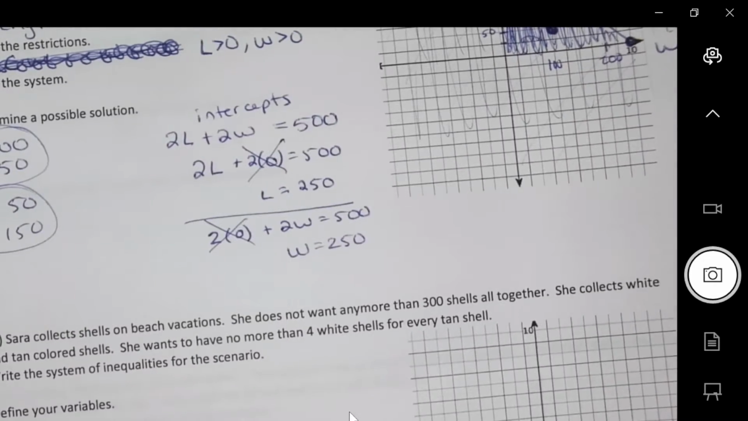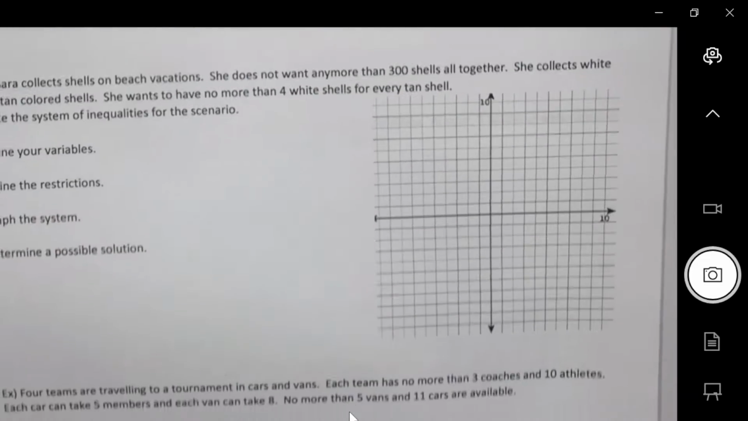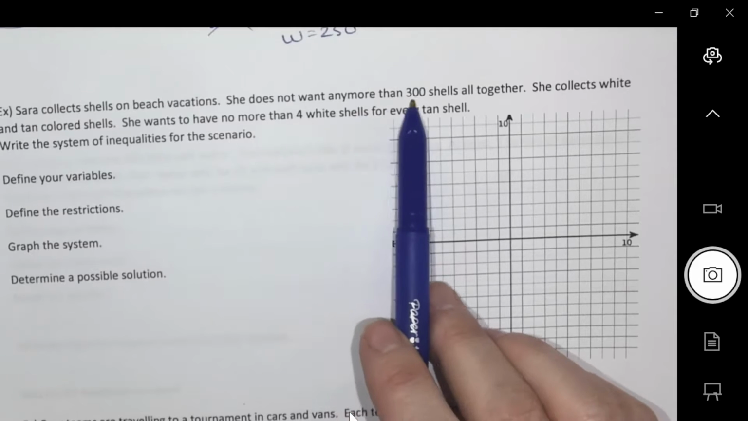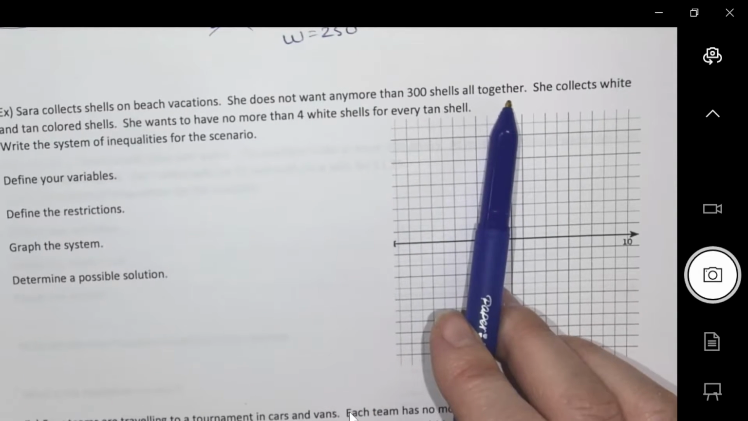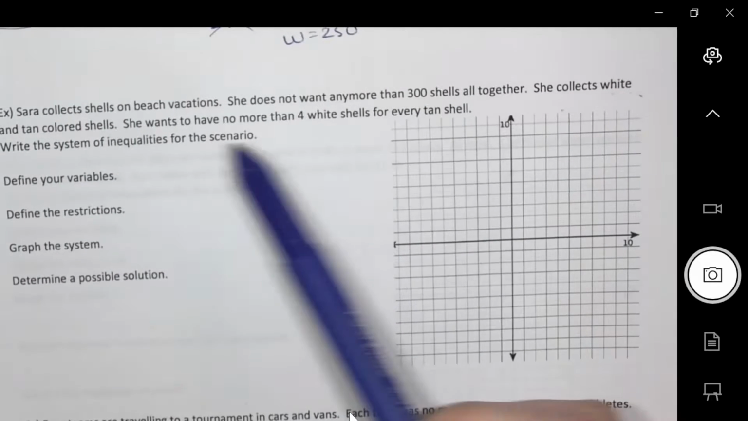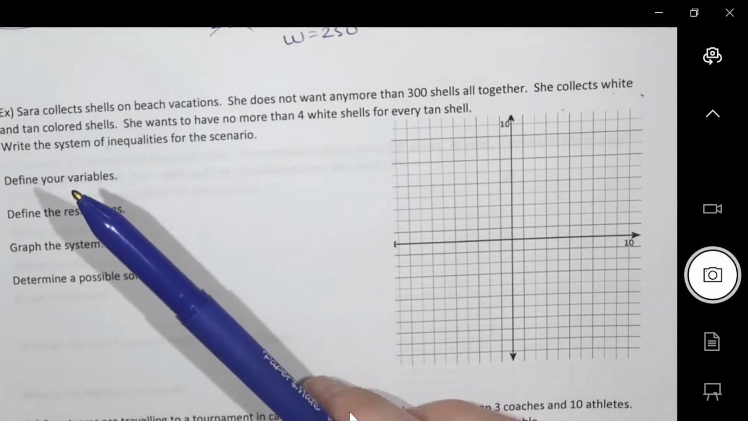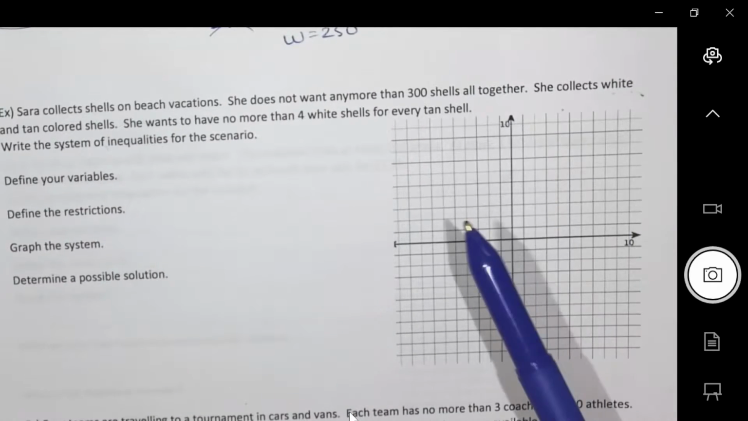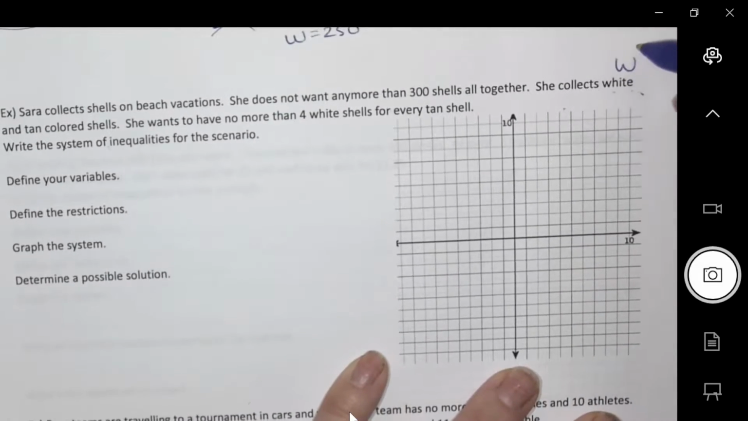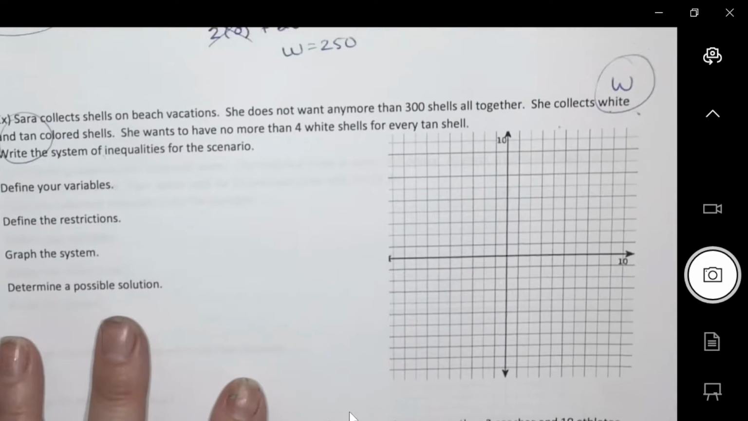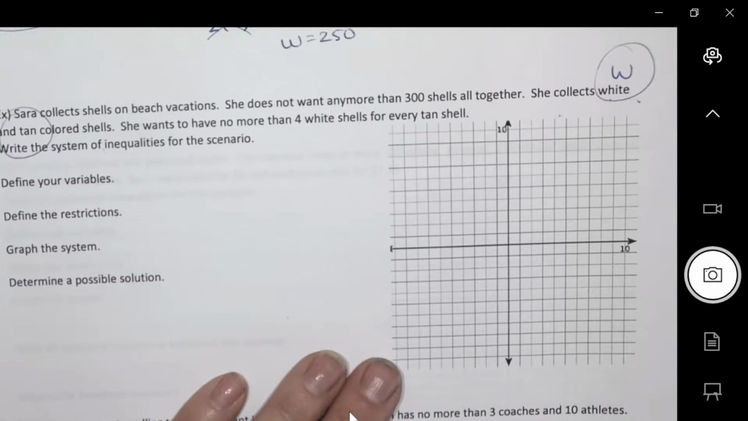Okay, Sarah collects shells on a beach vacation. She does not want any more than 300 shells together. She collects white and tanned colored shells. Okay, so she wants white and tanned colored shells. So I'm going to go with a W and a T.